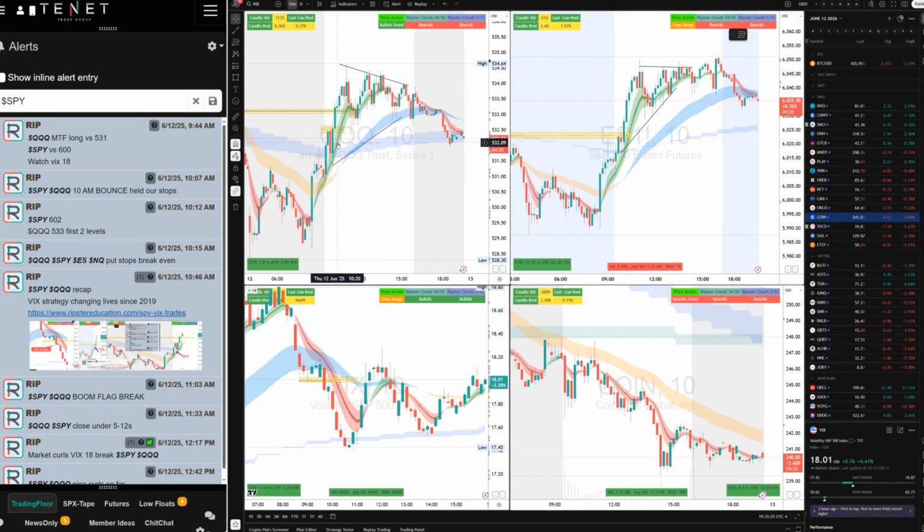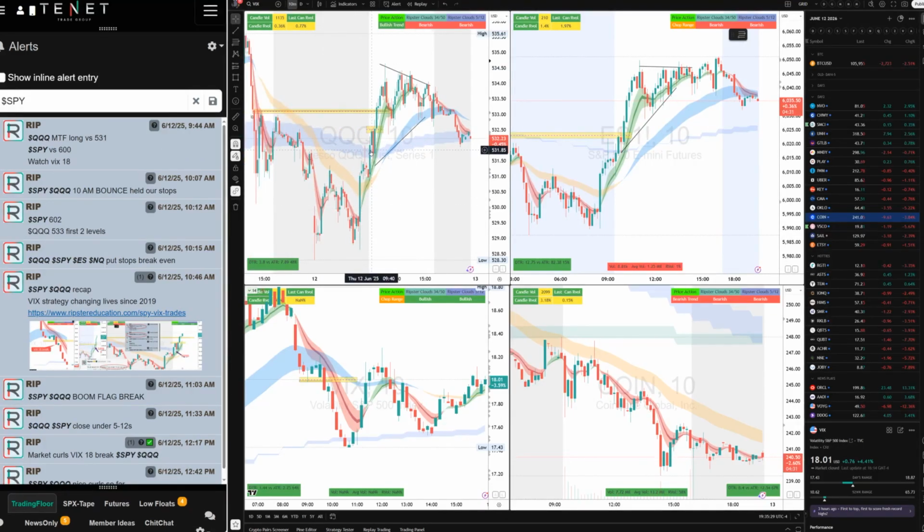So anyways, we saw this long here. That's where I gave the long on MTF Cloud. You see we are breaking a key pivot on MTF. We are breaking some resistance right here from the pre-market. So that's when I gave a long versus 531. 531 was the risk on QQQ. SPY risk was 600. You could similarly use 6010 on ES futures.